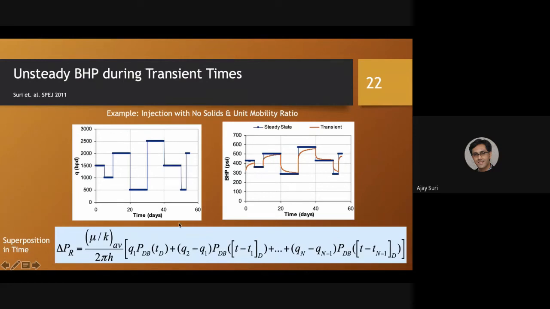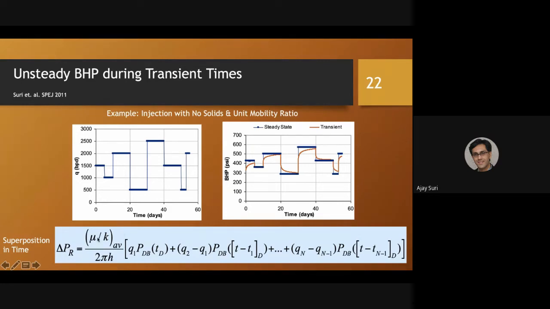We can even use this solution for changing rates, using superposition in time for the rates. So I use the transient state solution, and then I use the steady state solution once it starts to increase to the steady state value. Once it reaches steady state, I use the steady state solution.